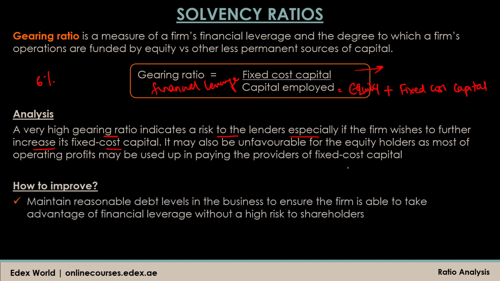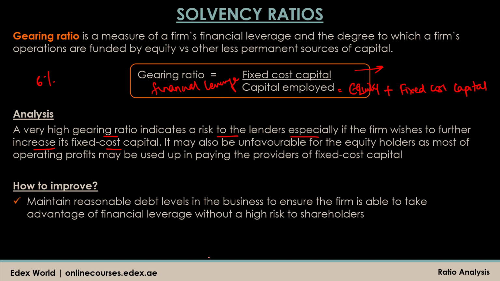And how can one improve this ratio? Again, maintain reasonable levels of debt. So if your overall capital requirement is a certain amount, a certain percentage should be taken as fixed cost capital, and one should not increase that limit.